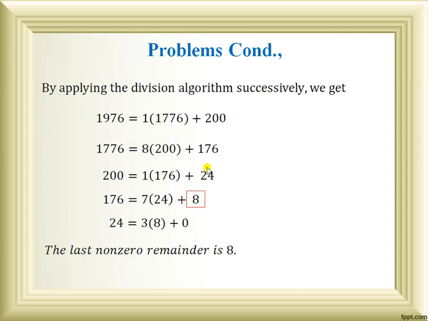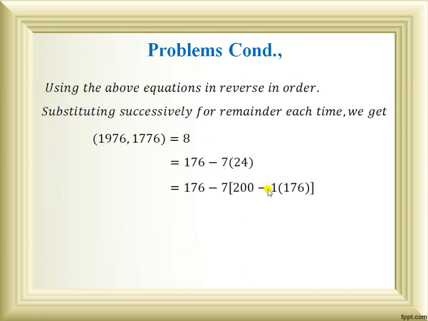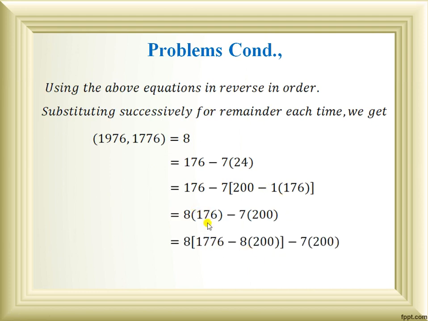Look at the next remainder, 176. 176 is equal to 1776 minus 8 times 200. Substitute this 176 value: 1776 minus 8 into 200. Next look at this, 200 is repeated here. 8 into 8 is 64. 64 minus 7, here minus, here minus. 64 minus 7 is 71 times 200, with a minus sign.